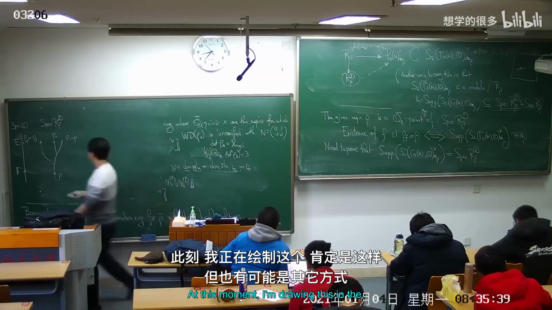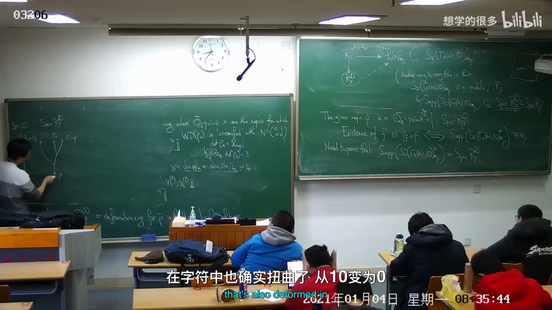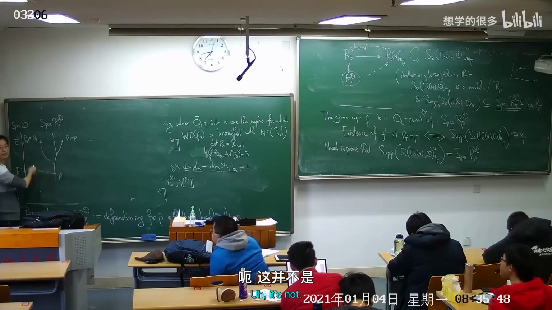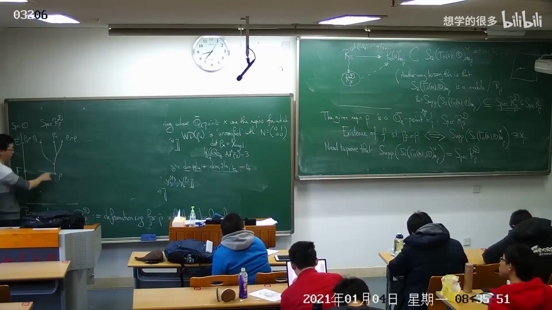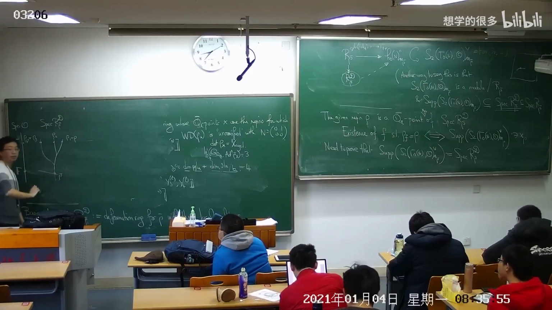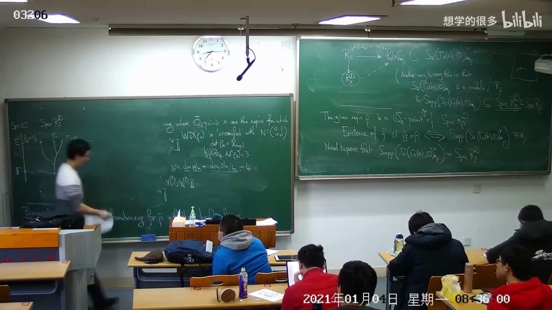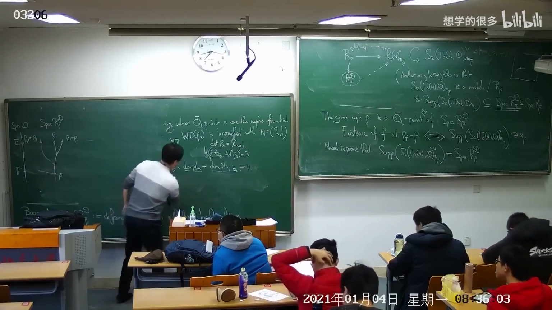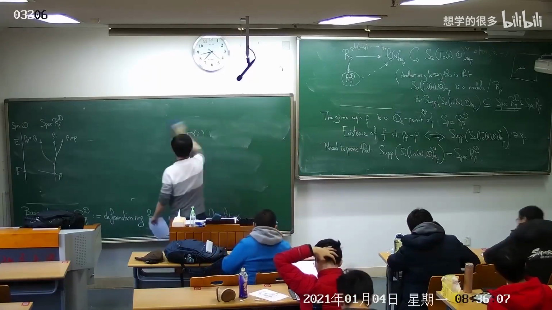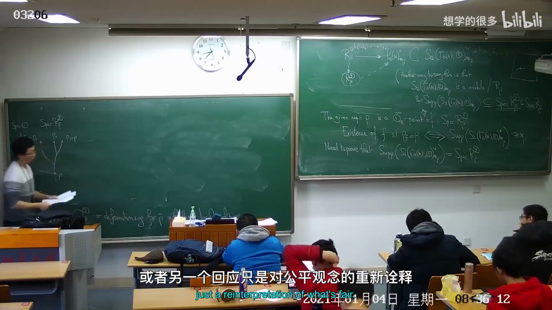At this moment I'm drawing this in such a figure, but it's also possible this is also deformed in the purely characteristic zero. It could be purely characteristic p, some sort of vertical direction. That's technically possible, but I think it's not happening. So that's the goal, or rather, this is a reinterpretation of Wiles' theorem.